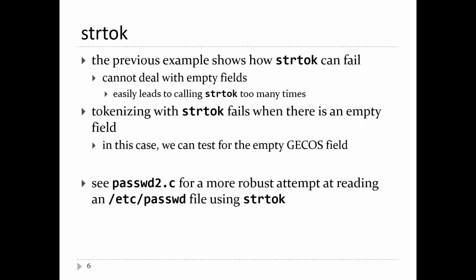And usually what ends up happening is you end up calling strtok too many times when this happens, because it skips over a field. So in this particular case, if we know that the GCOS field is missing, we can write some code that attempts to look for a missing user information field. So password2.c is a program that does exactly that.